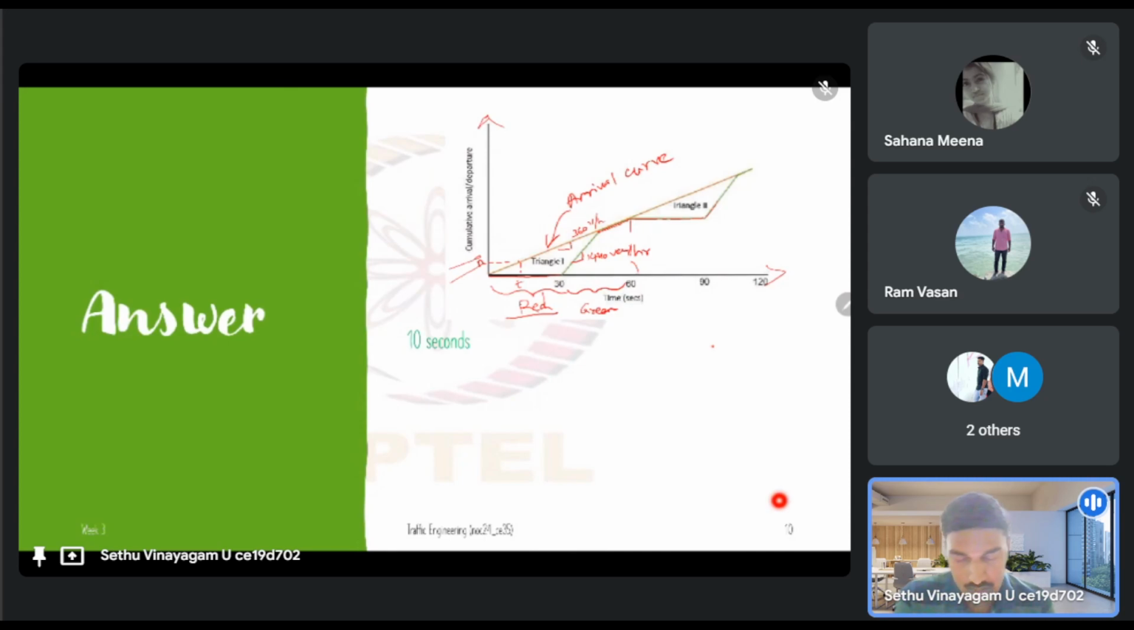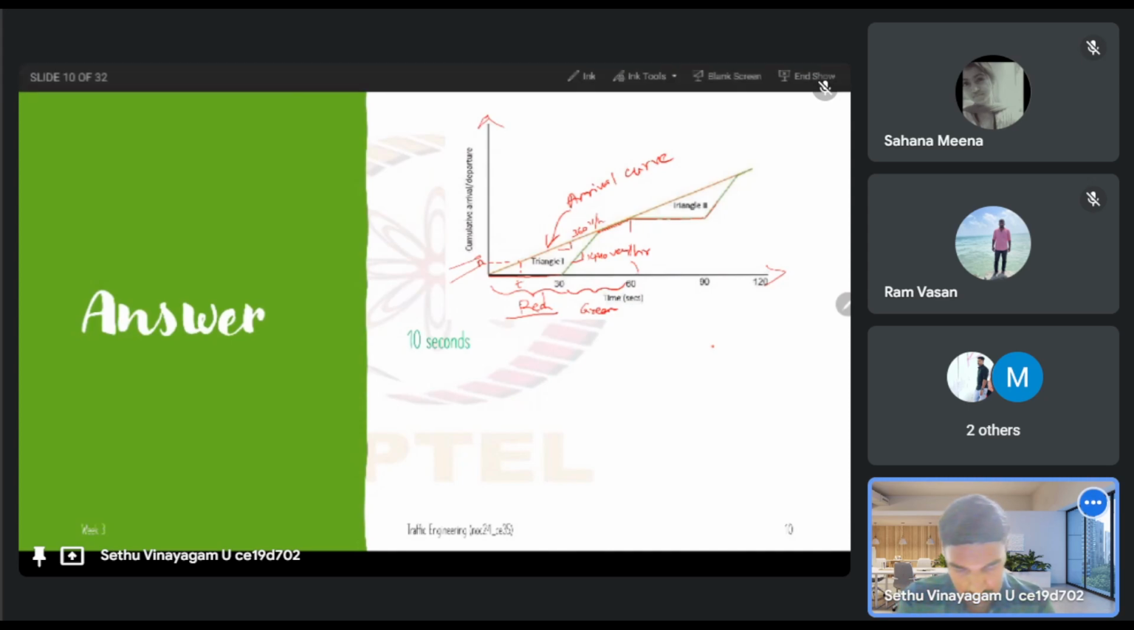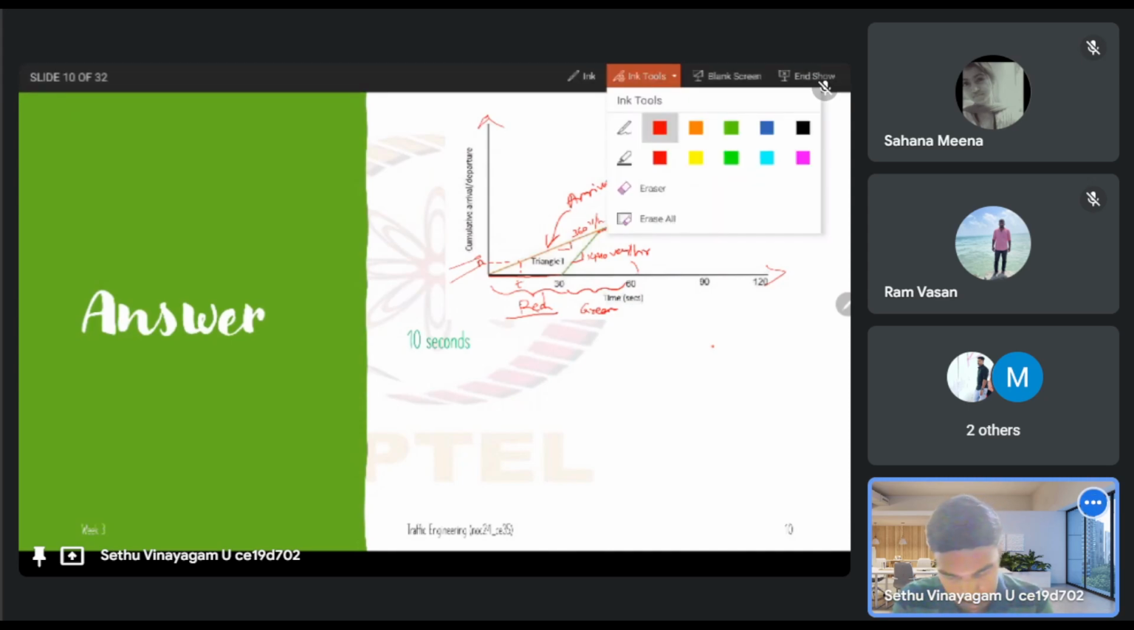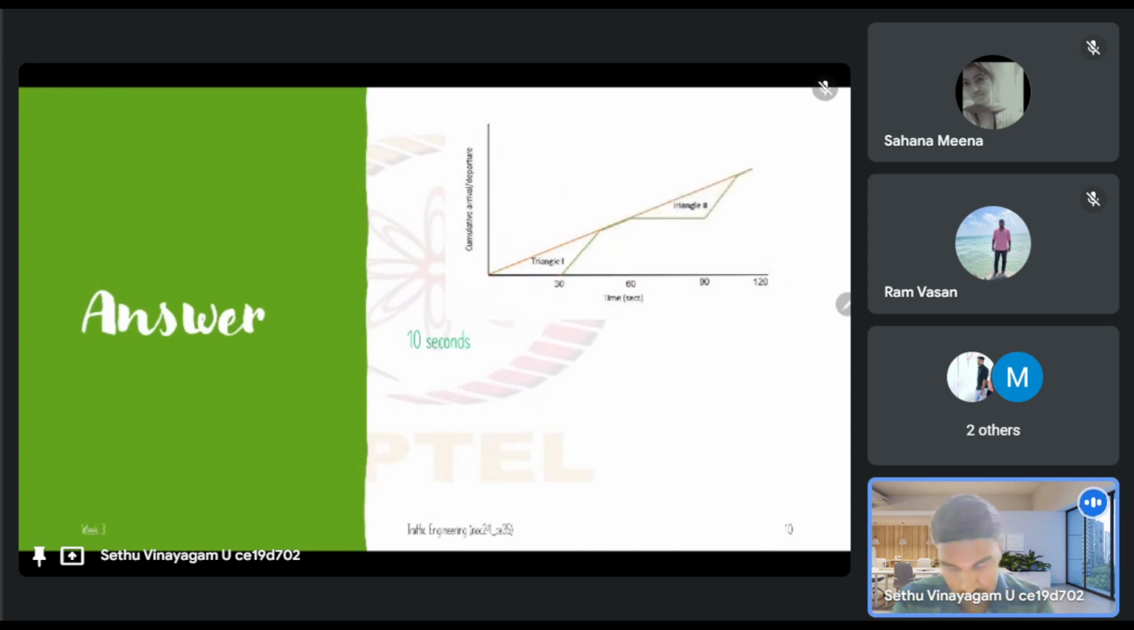So now what we want is to calculate the average delay. So what is the delay from this curve? Let me just erase all this. Okay, so the delay is nothing but the horizontal difference. This is the delay for this particular vehicle. Let us say this is number 5, which means the fifth vehicle.